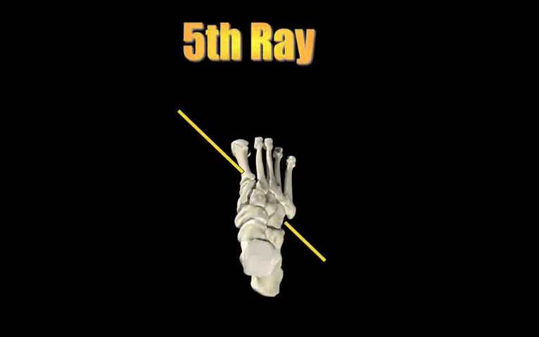Along with that, there's going to be a small component of abduction and eversion occurring at the fifth metatarsal. With plantar flexion, we will see a small amount of adduction and inversion. And because it's a male surface, we should be seeing a dorsal glide.